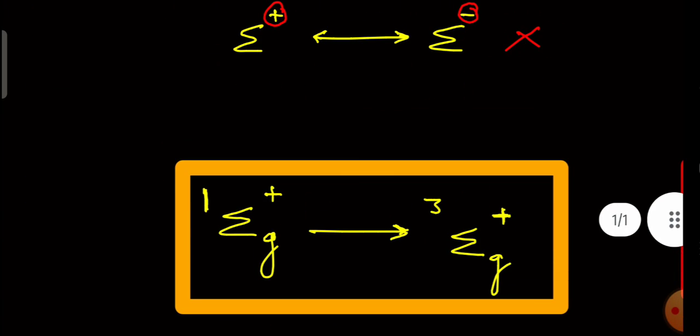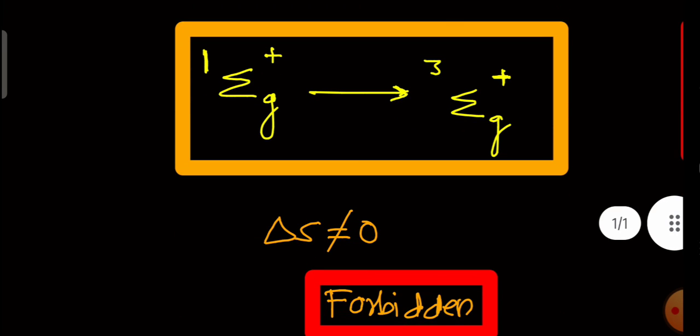Now look at these transitions. 1 sigma g plus to 3 sigma g plus. Here we find that the first rule is that delta S should be 0. The first state has multiplicity 1, the second state has 3. 3 minus 1 is equal to 2, that's why it is forbidden.